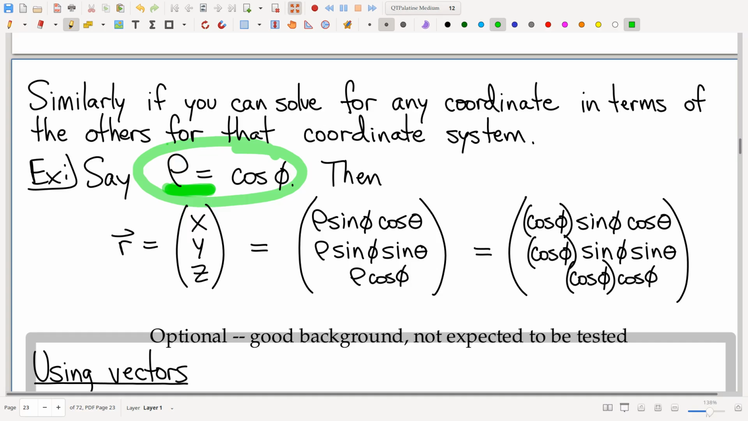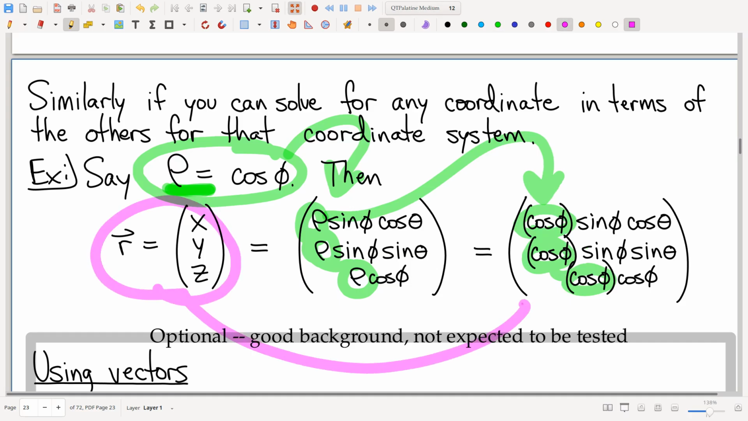Having done that, again, plug it in. You don't really hardly have any choice in the matter. Those rho's become cosine phi, and as desired, I have position as a function of two parameters, phi and theta. How we doing? Everybody good?